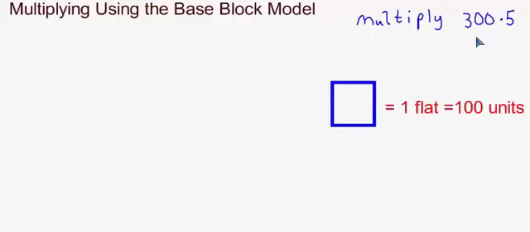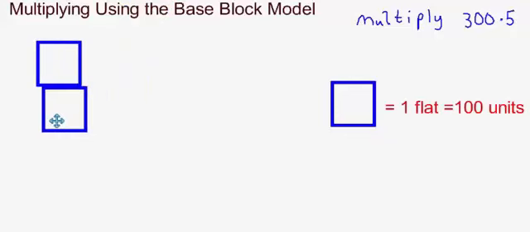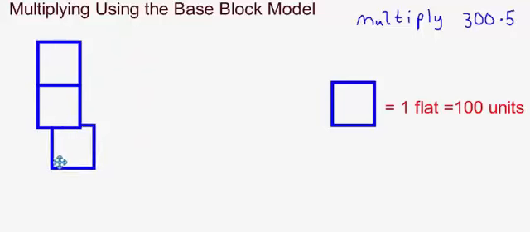Since I want 300 units, and each one of these is 100 units, I will need 3 of these squares. So on your paper, you could draw 3 squares on top of one another. That would be 1, 2 squares. One more would be 3. So this would represent 1, 2, 3 flats, or 300 units.